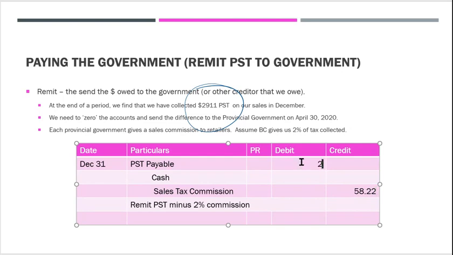PST payable is going to be zeroed out. We have to take the full amount out, and the difference is what we pay the government. And if you've done it properly, they should add up to the original amount, the total PST payable. Quick explanation: remit PST minus 2% commission.